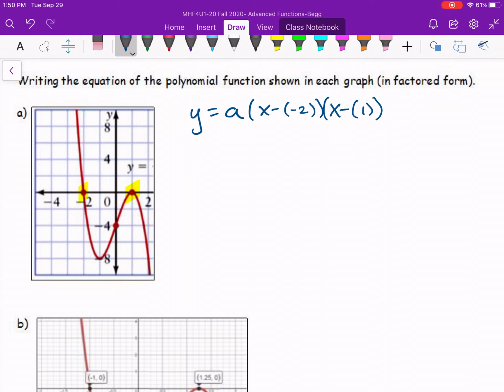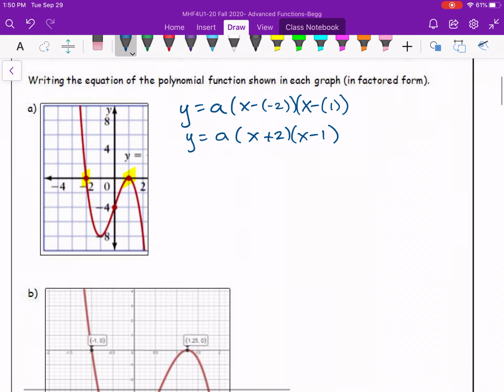And again, a is our stretch factor, our vertical stretch. If I simplify the signs, again, I would normally just go straight to this. This is what we've got. This is called a family of functions.